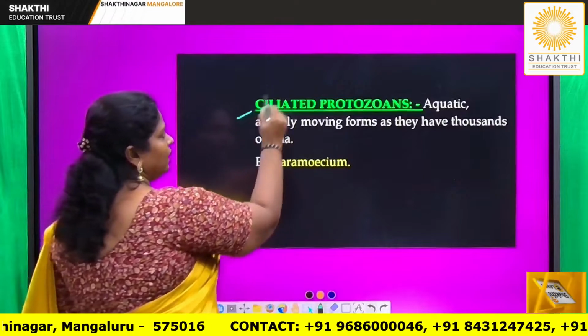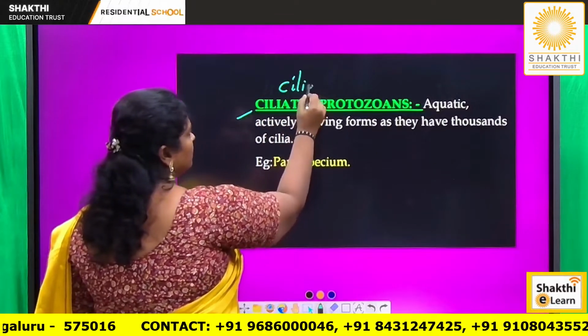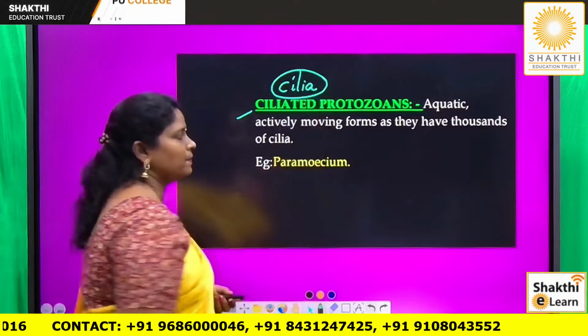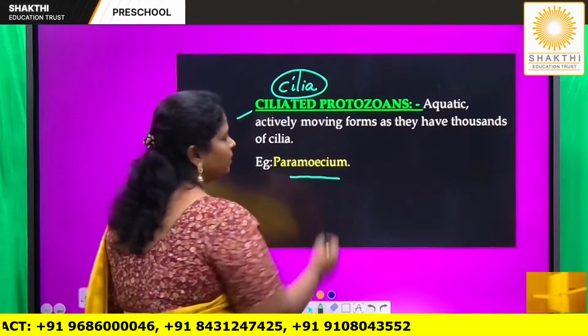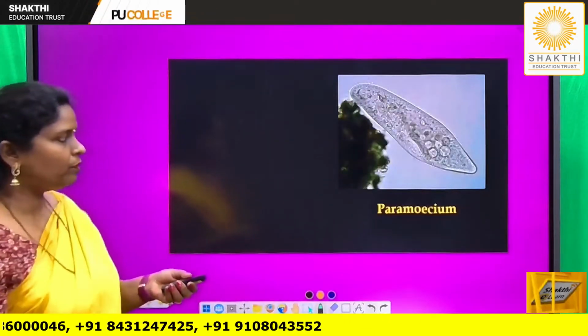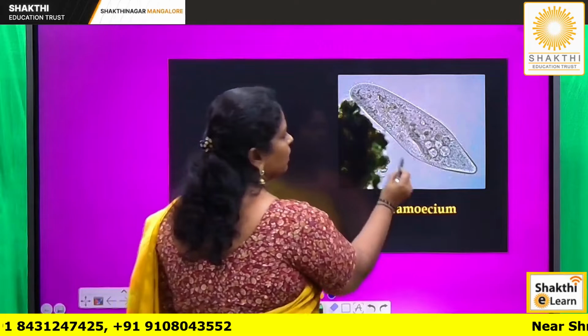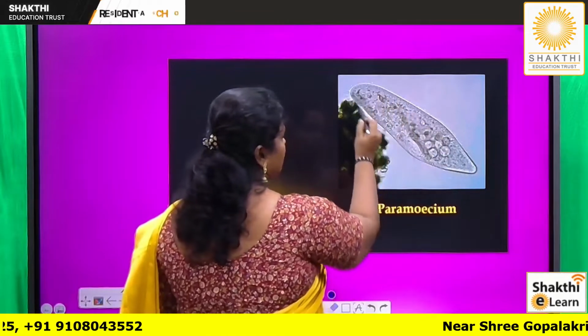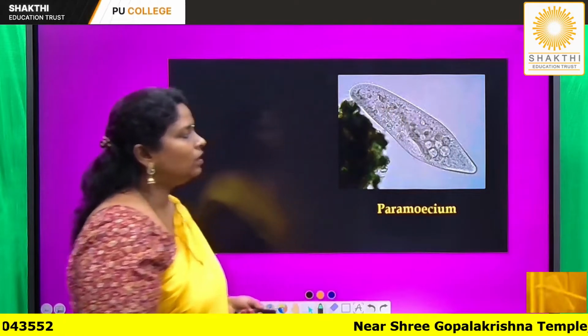Next group is ciliated. As the name is indicating, the locomotory structures are a number of cilia. A good example is Paramecium. So this is an image of Paramecium. Here throughout, the fine, hair-like extensions are called cilia.